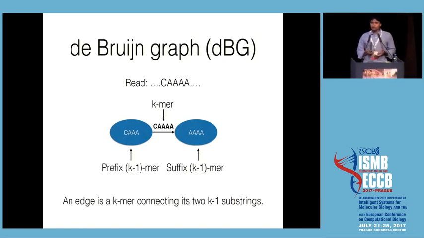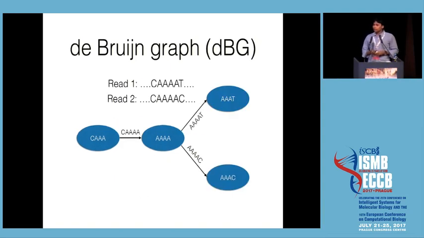In this talk, we're going to use this edge-centric definition of the de Bruijn graph. By that, I mean a k-mer acts as an edge in the de Bruijn graph, and it connects its two k-1 substrings. In this example, you can see the k-mer CAAAA is an edge, and it connects its two k-1 substrings, CAAA on the left and AAAA on the right. When you have a bunch of reads, you extract k-mers out of them, and you create the de Bruijn graph by connecting all these edges. So in this graph, if you have read 1 and read 2, you extract edges that are CAAAA, AAAT, and so on, and you create this de Bruijn graph.